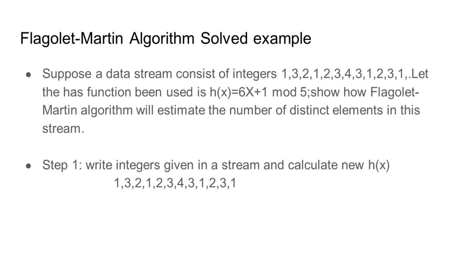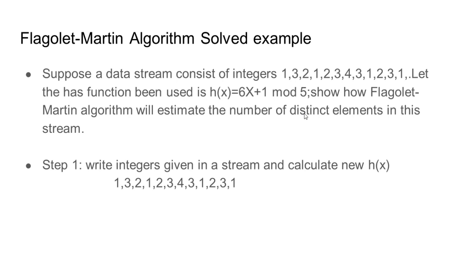One more example I want to show you. Again, it has come in the Mumbai University question paper. Let's suppose the data stream here is 1, 3, 2, 1, 2, 3, 4, 3, 1, 2, 3, 1. This is a very famous question, has been asked many times, and the hash function over here is 6x plus 1 mod 5. Again, the question remains the same. Using FM algorithm, estimate the number of distinct elements in the stream.